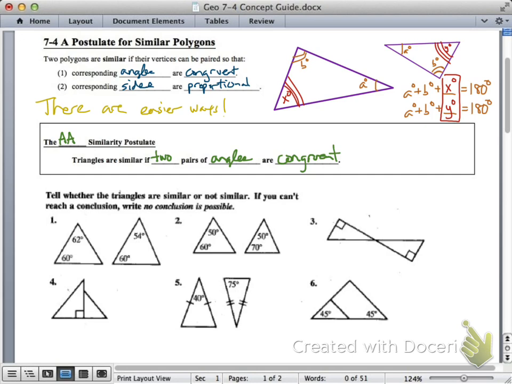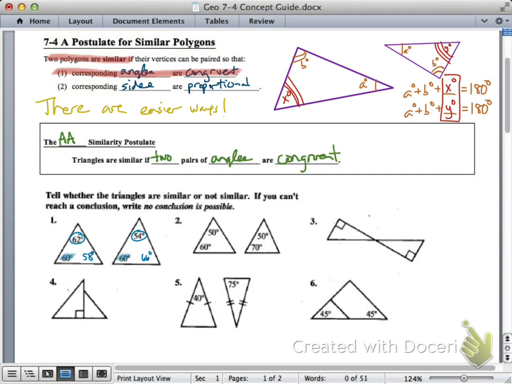So the first set of questions that we'll end up answering have to do with this stuff down here. Tell whether the triangles are similar or not. If you can't reach a conclusion, write no conclusion is possible. So let's look here at number one. We know that we have one congruent angle. There's 60 degrees. We know that if the other angle for the first triangle is 62, then the third angle has to be 58, and then the other is 54 and 66.